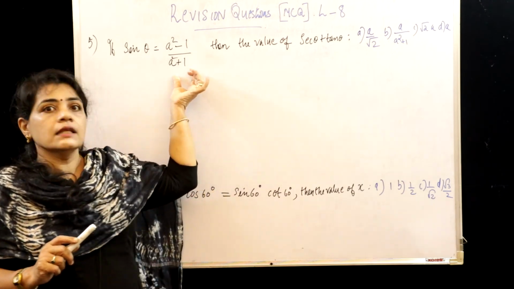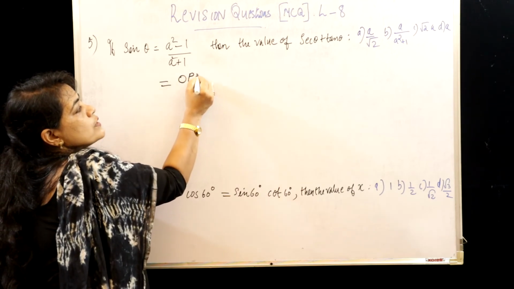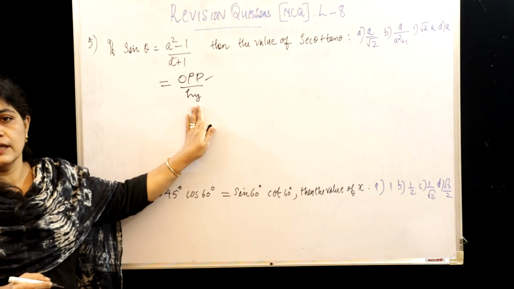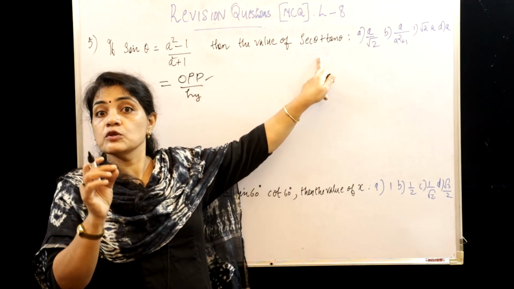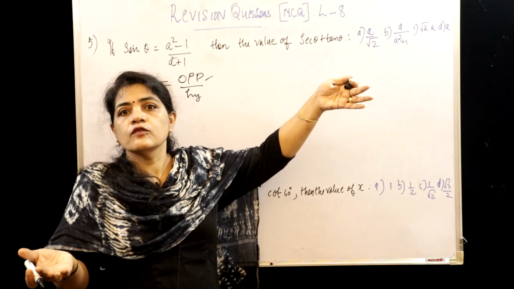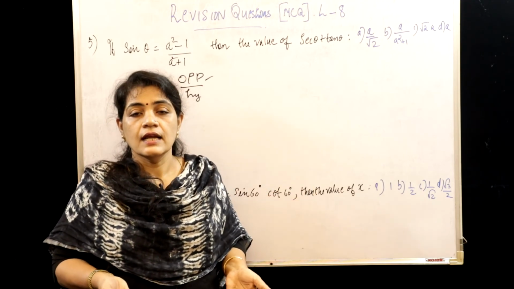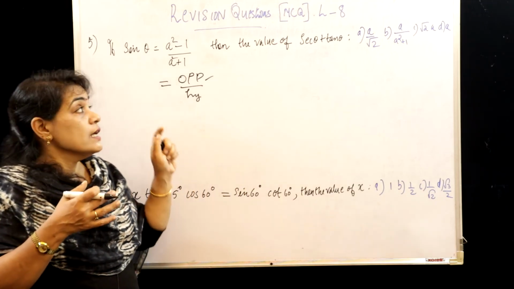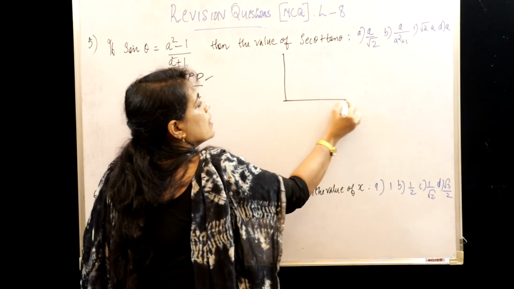Because here, what is sin theta, children? Sin theta is equal to opposite side by hypotenuse. So the opposite side is over the hypotenuse, the denominator. So 1 by cos theta is sec theta, so we should know what the adjacent side will be. And tan theta is, of course, opposite side by adjacent side, so there also we need the adjacent side. That means we should get the adjacent side, because here we know the opposite and hypotenuse in a right triangle.